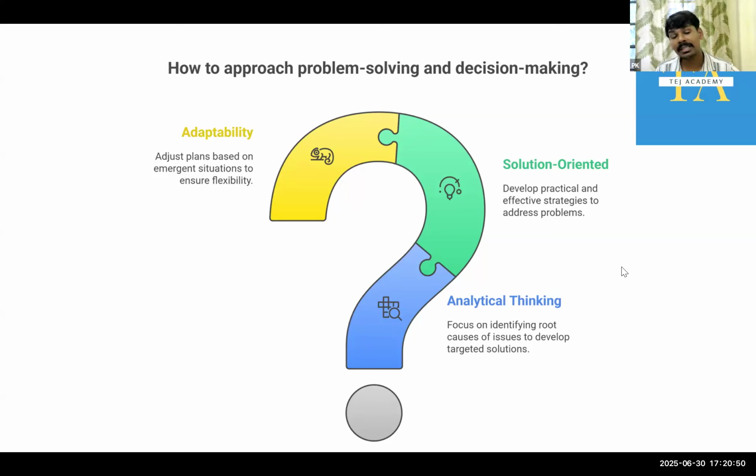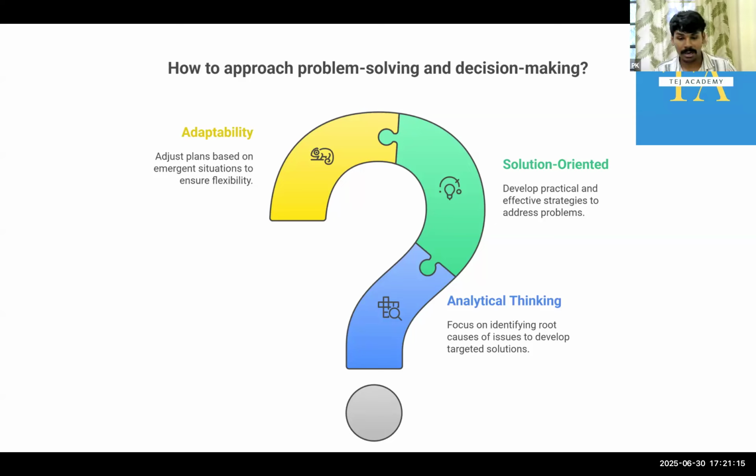What decision will you make as a teacher if you come across a certain situation, right? How will you try to solve a problem if you're coming across a particular situation? So these types of questions are also asked. So what should we do in such situations? The first one is adaptability. Adjust plans based on emergent situations to ensure flexibility.